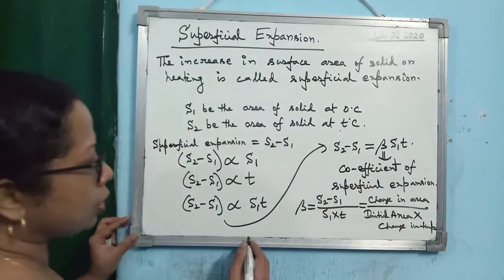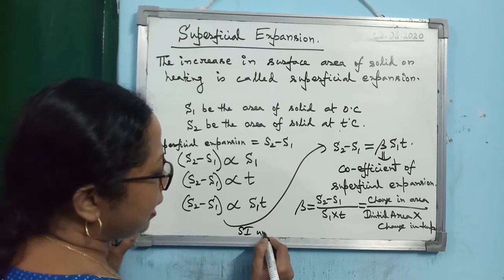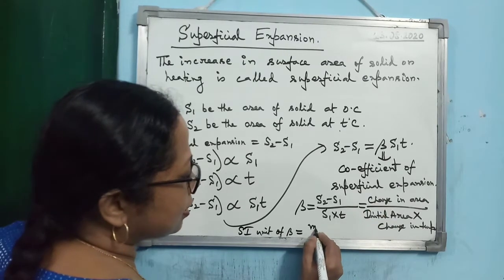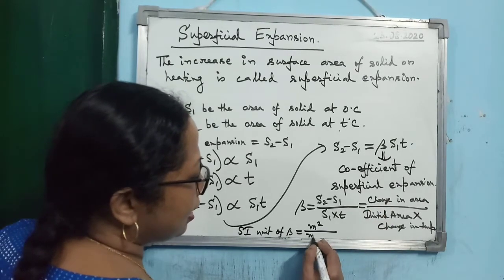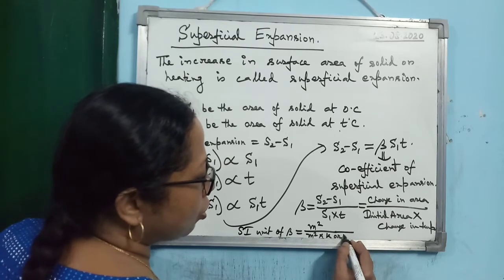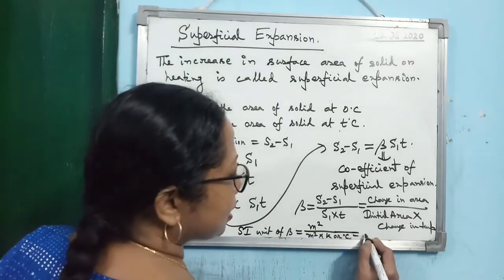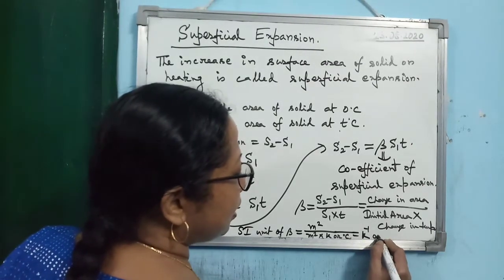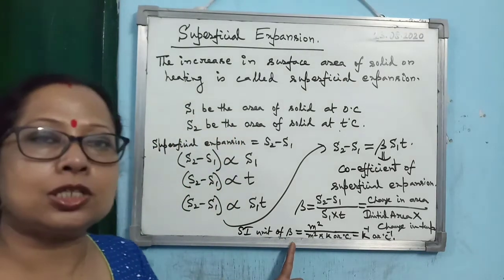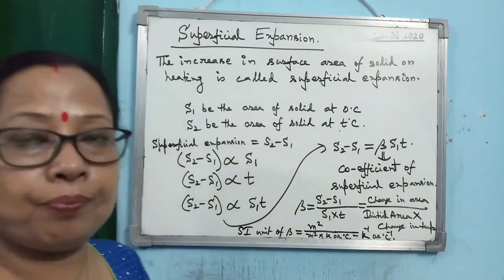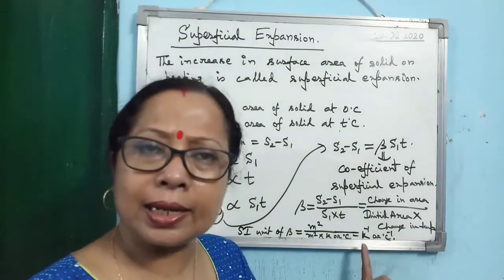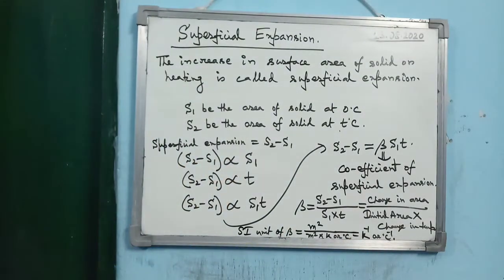So in this case also you see what will be the SI unit of beta. SI unit of beta, you see change in area is meter square. Again initial area is also meter square, and then change in temperature you can write Kelvin or degree Celsius. So what it is coming, either Kelvin to the power minus 1 or degree Celsius to the power minus 1. So what is the SI unit of beta? Just like alpha, coefficient of linear expansion, SI unit of beta is per Kelvin or per degree Celsius.